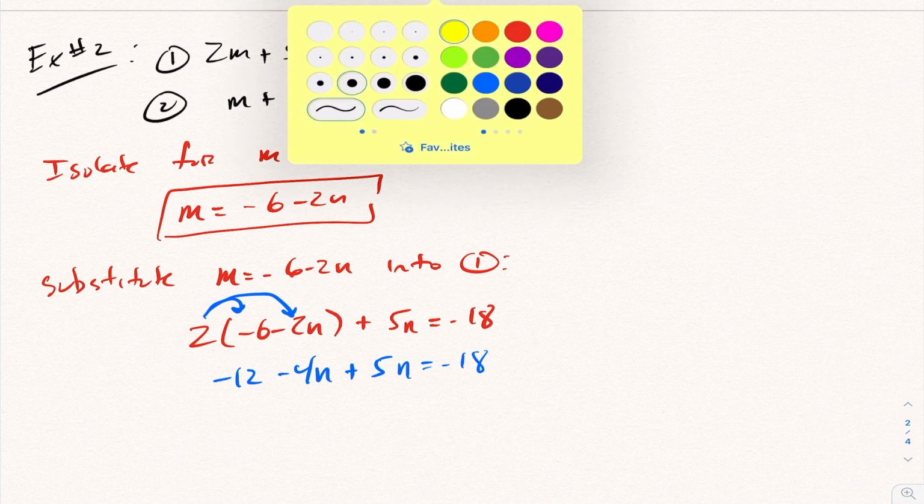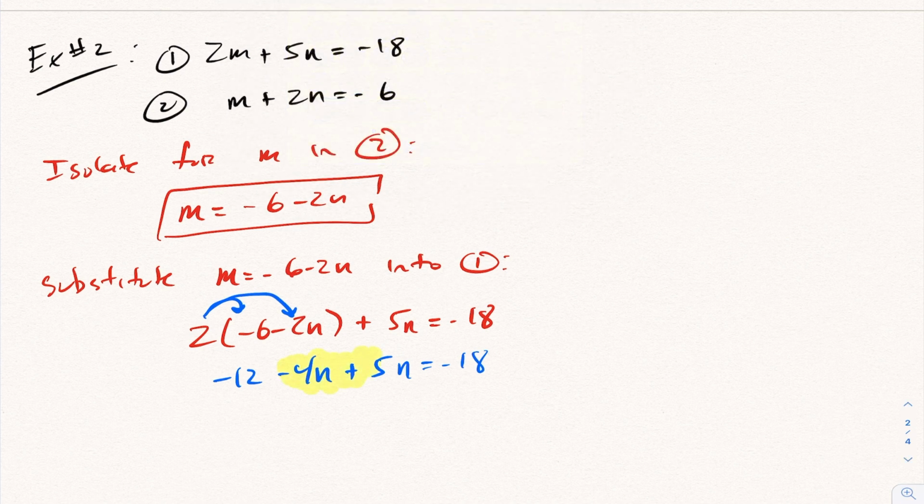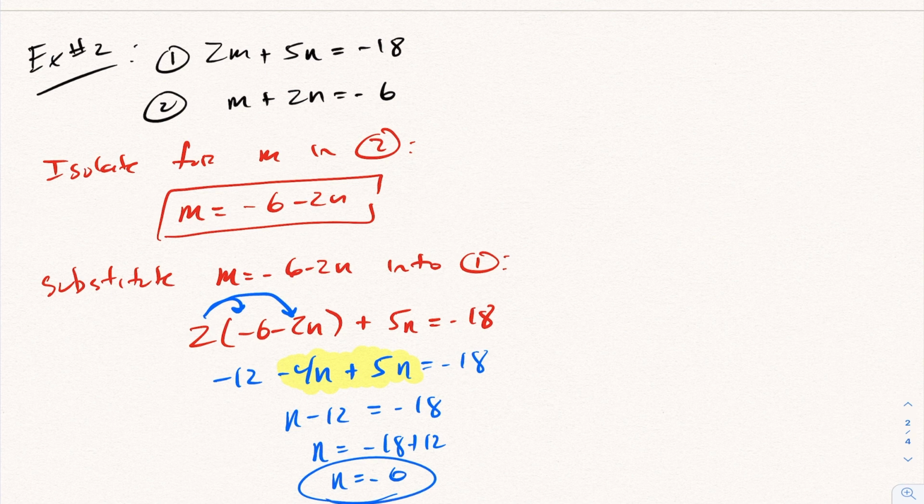And then we're going to collect like terms here. So collect up my n's. I get n minus 12 is negative 18. N is negative 18 plus 12. N is negative 6 here. So I solve for my n value. And then we're going to go back up here. And again, like I was saying, you can sub this n into either equation 1 or 2, it doesn't matter, and you'll get your answer.